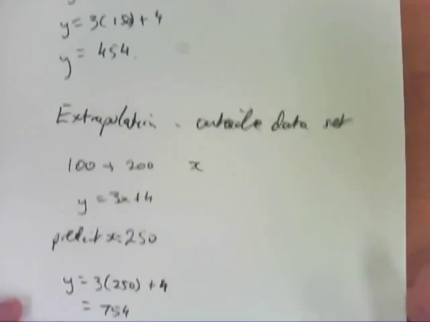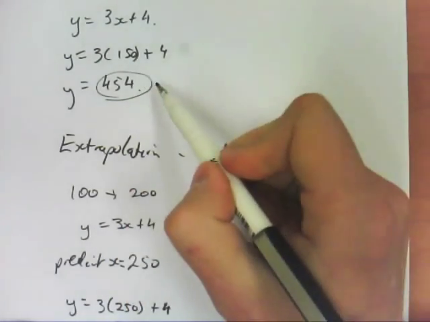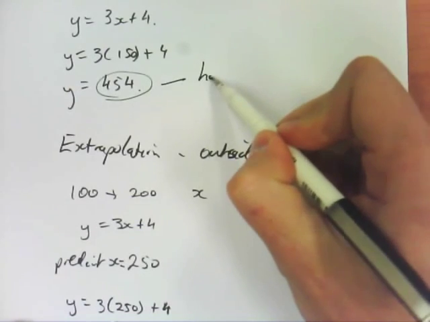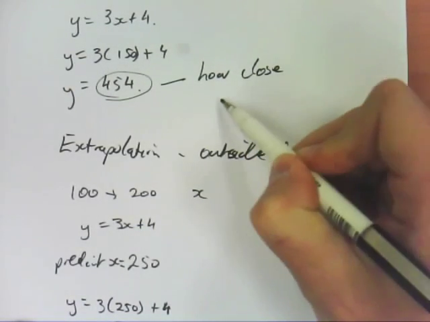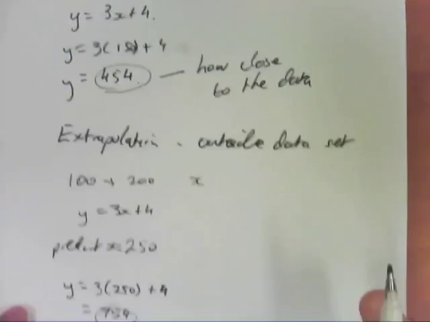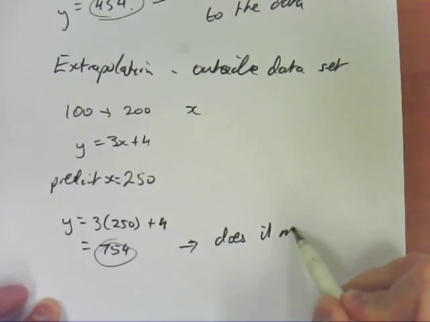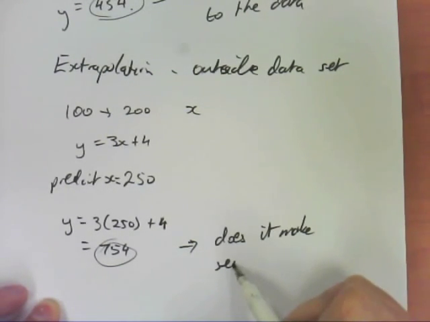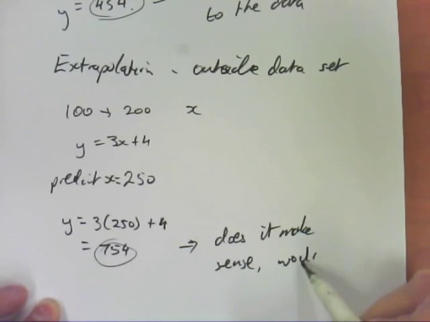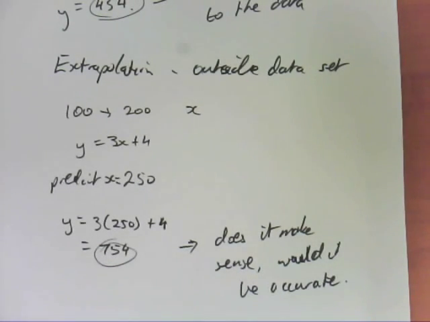So in both cases here, we need to discuss what these results mean. For interpolation, you would say how close to the data it is. And for extrapolation, you'd say, does it make sense? Would it be accurate? Those are the sort of things you need to talk about when you're doing extrapolation, interpolation and interpretation.